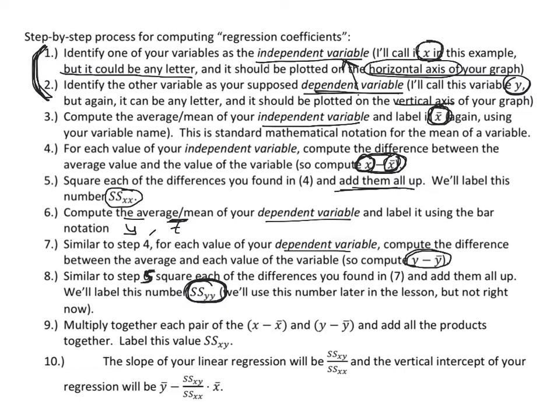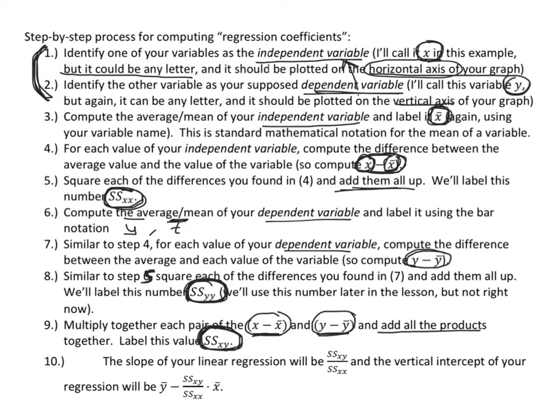Okay. Step 9, oh my gosh, we're almost there. Step 9, you're going to multiply together from your table each pair of your x minus x bar and y minus y bar, and then you'll add all of those products up, and you'll call that SSXY. So when you square the independent variable one, we call it SSXX. When you square the dependent variable one, we call it SSYY. And when you multiply together the x1 and the y1, we call it SSXY. Maybe you can see why we use that notation. Maybe not the SS part, but the XY part perhaps.